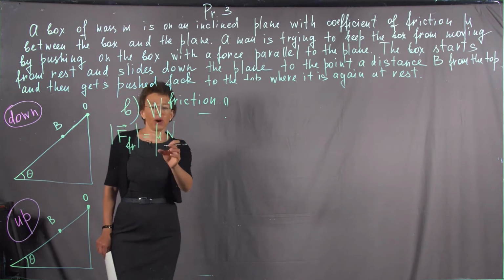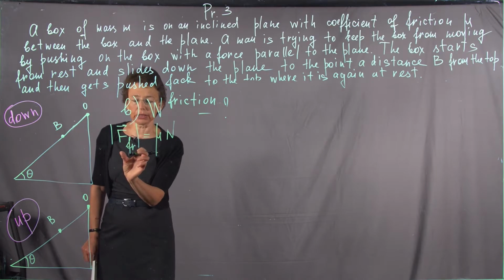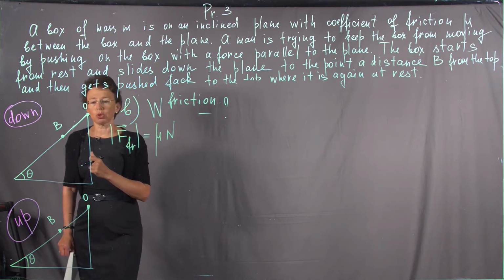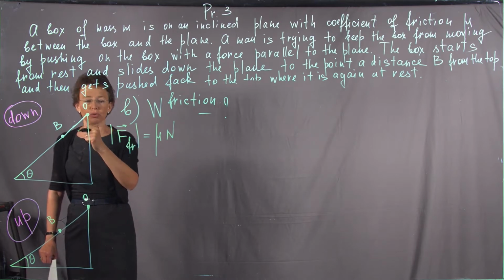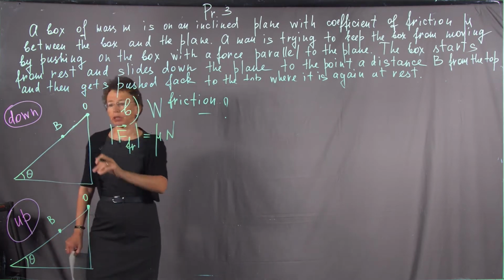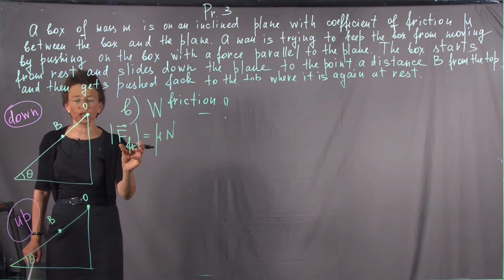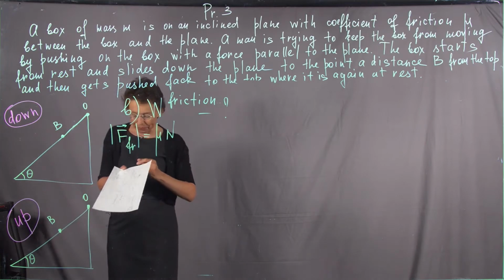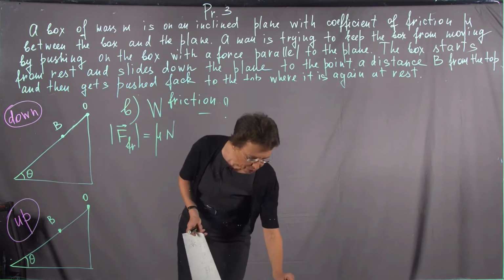We need to find n, and most importantly, we need to find the direction of force of friction. So what is the direction of force of friction? Now we need two free body diagrams, because direction of force of friction will be different on the way down and on the way up. Let's draw our free body diagram.